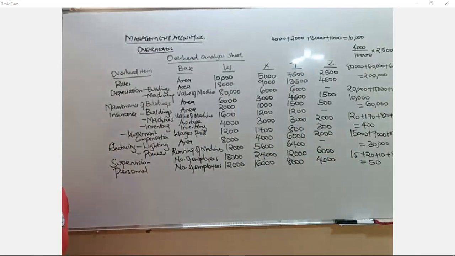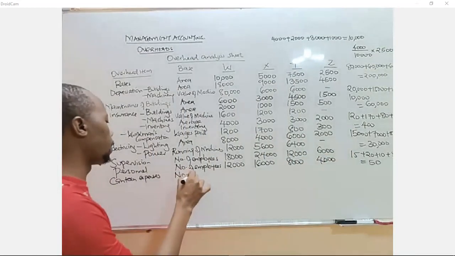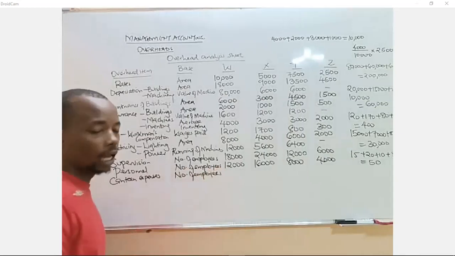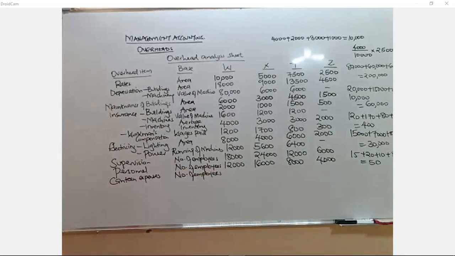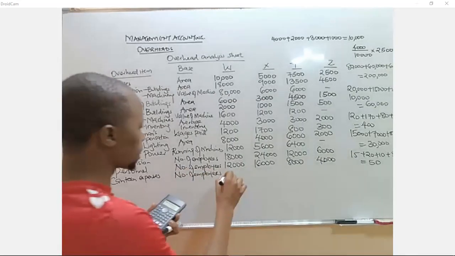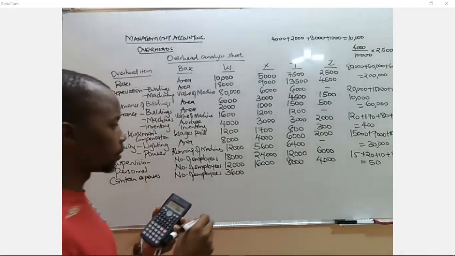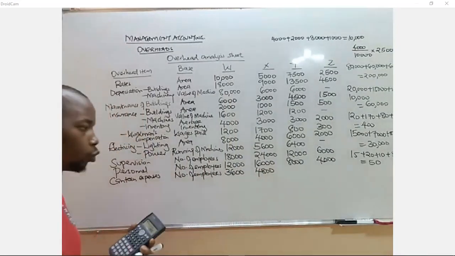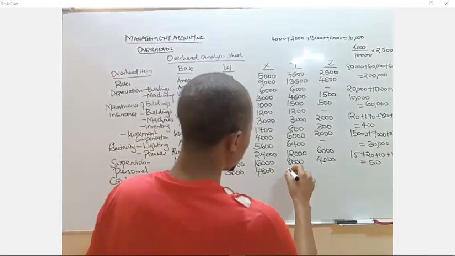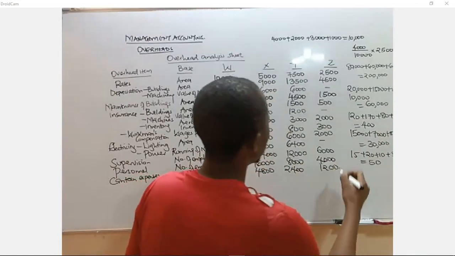The last one we have is the canteen expenses. When I look at it, we just need to apportion it using the number of employees. Again, 15 divided by 50, then we multiply by 12,000. Here we get 3,600. Then the next one we have 20 divided by 50, then we multiply by the total overheads, which is 12,000, getting 4,800. Then 4,800 divided by 2 should be 2,400, and the last one should be 1,200.